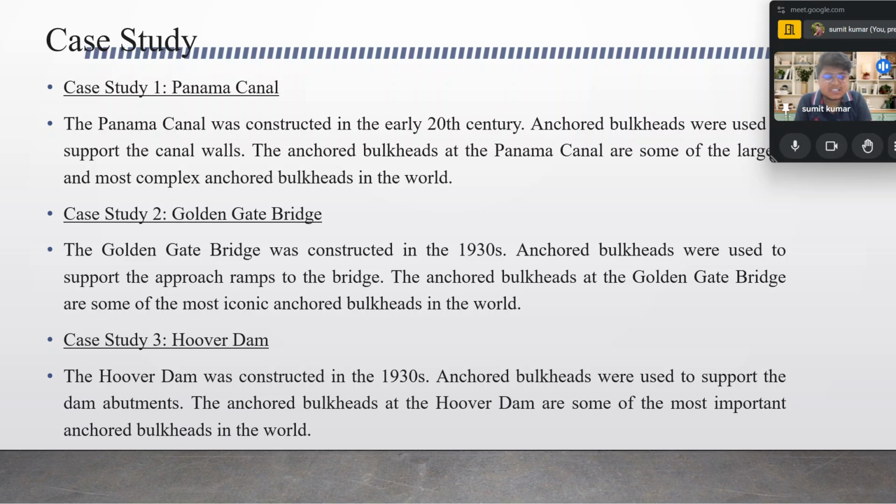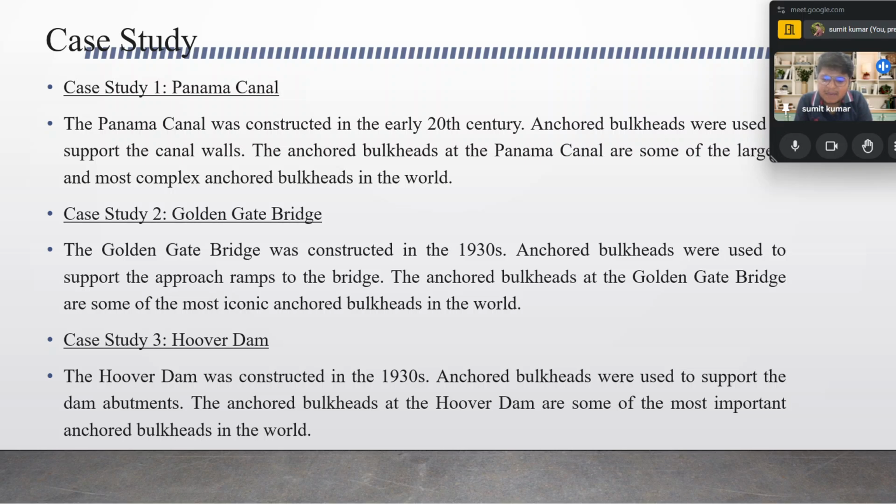Yes, for whatever case studies we are reading, you can go on Google and search. Over there, you can find some very good images and pictures. You can see how their applications take place. Maybe if you go across YouTube, you can see some videos explaining the anchor bulkhead application on these sites.